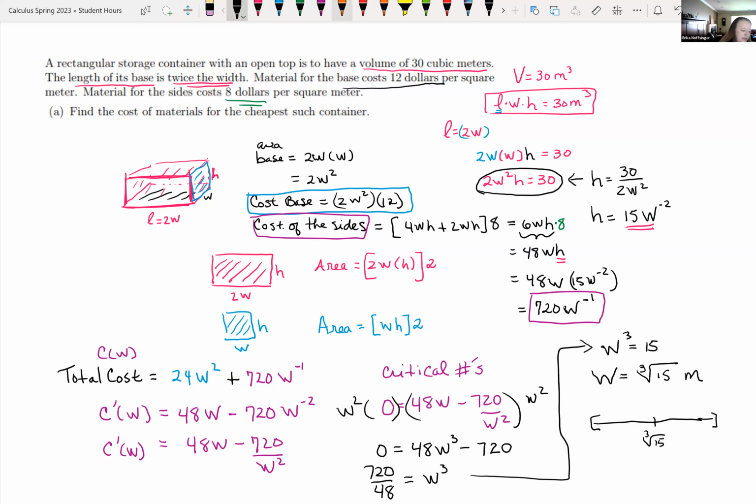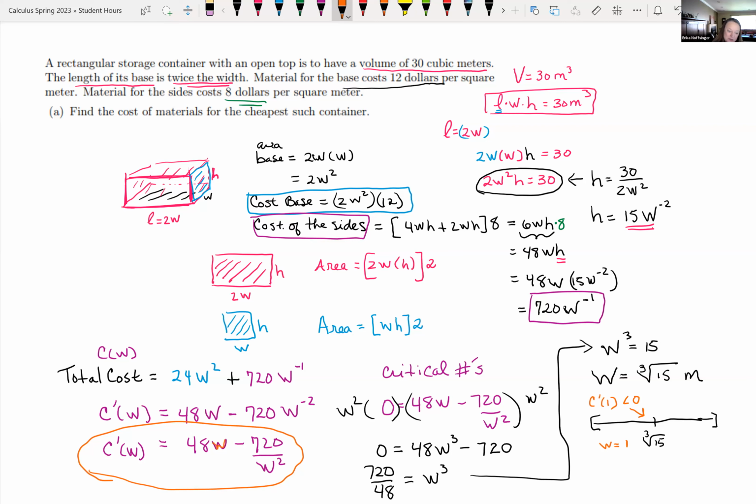Well, let's plug in W equals 1. And we want to know if we plug this back into our derivative, is that going to be positive or negative? Well, I notice right away that plugging 1 back in for W, I have 48 minus 720. So that's less than 0. So I know my function is decreasing until I hit the cubed root of 15. Test something on the other side of this.